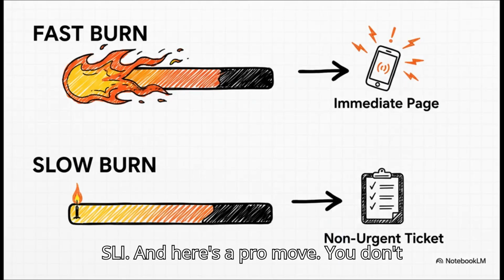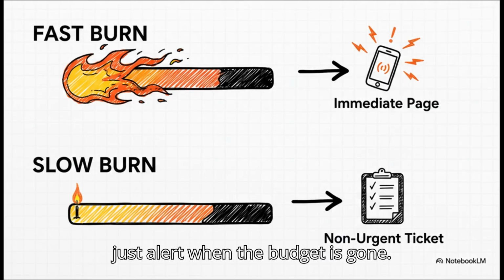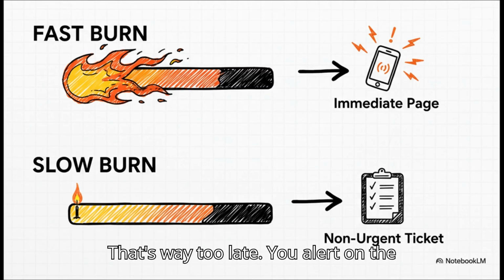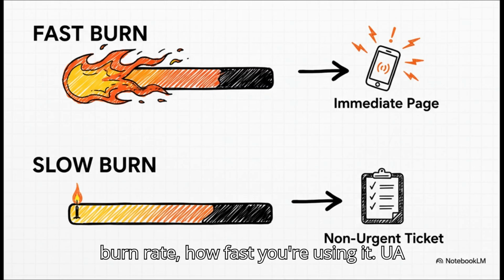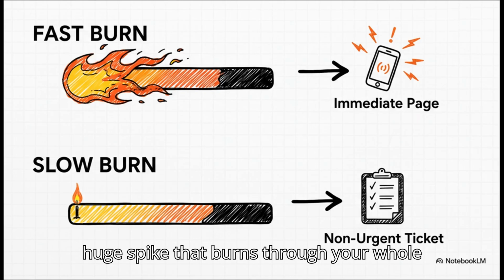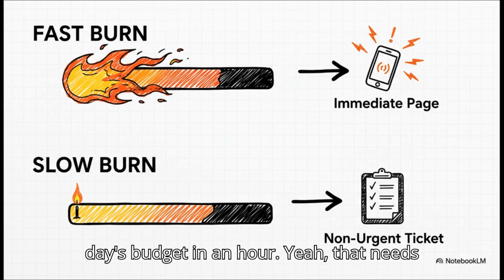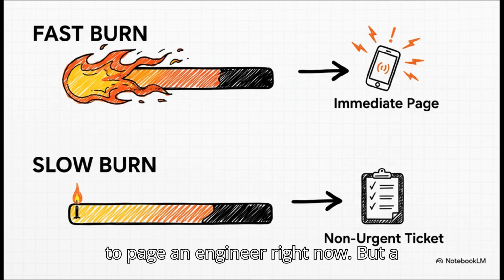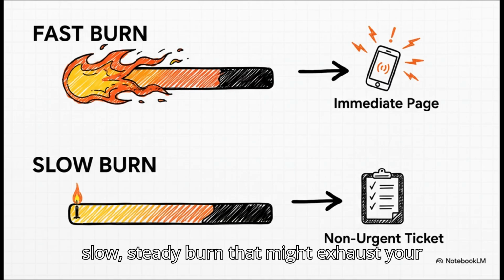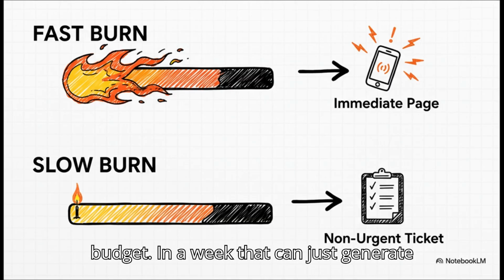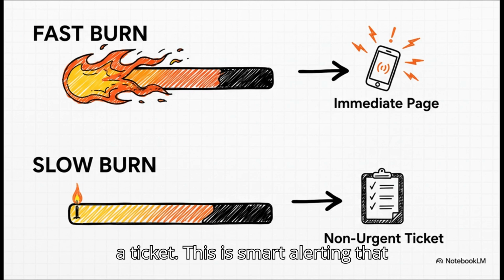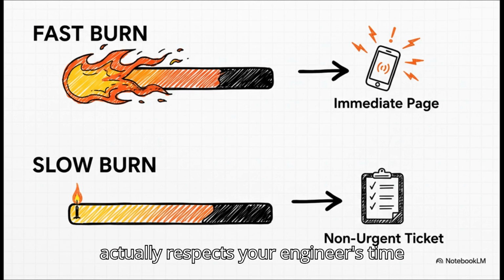And here's a pro move. You don't just alert when the budget is gone. That's way too late. You alert on the burn rate, how fast you're using it up. A huge spike that burns through your whole day's budget in an hour? Yeah, that needs to page an engineer right now. But a slow, steady burn that might exhaust your budget in a week? That can just generate a ticket. This is smart alerting that actually respects your engineer's time and sleep.